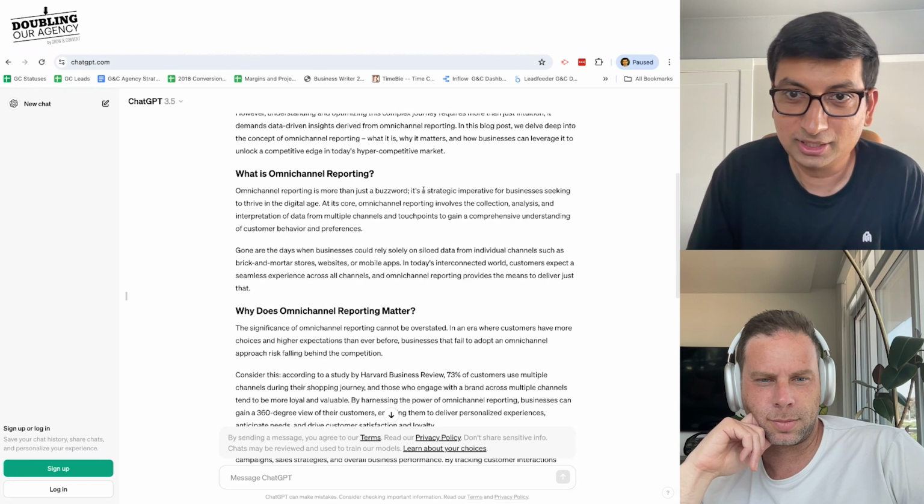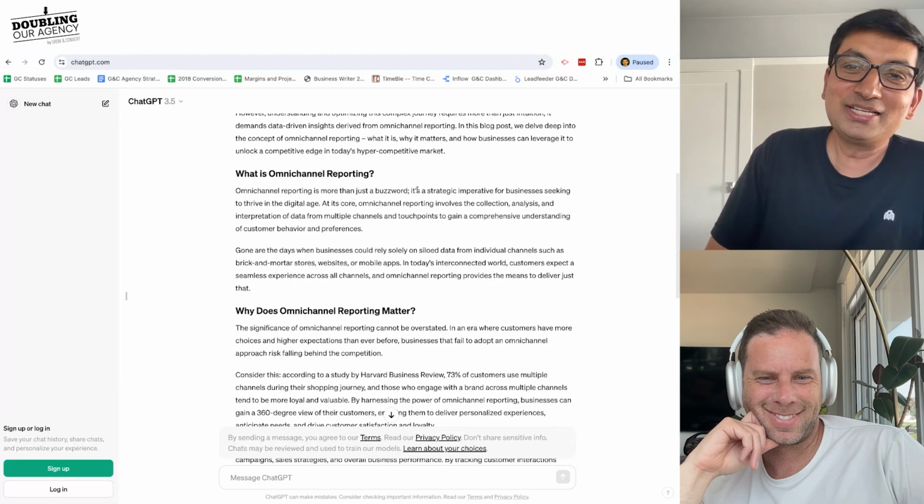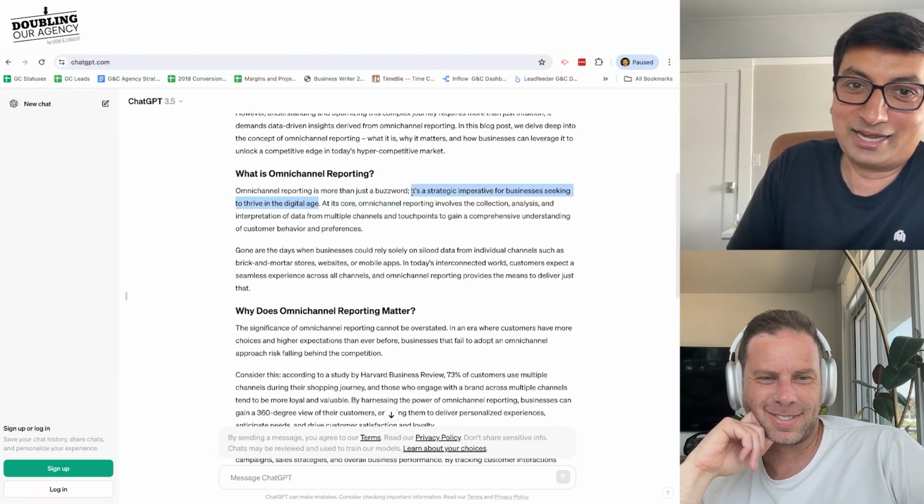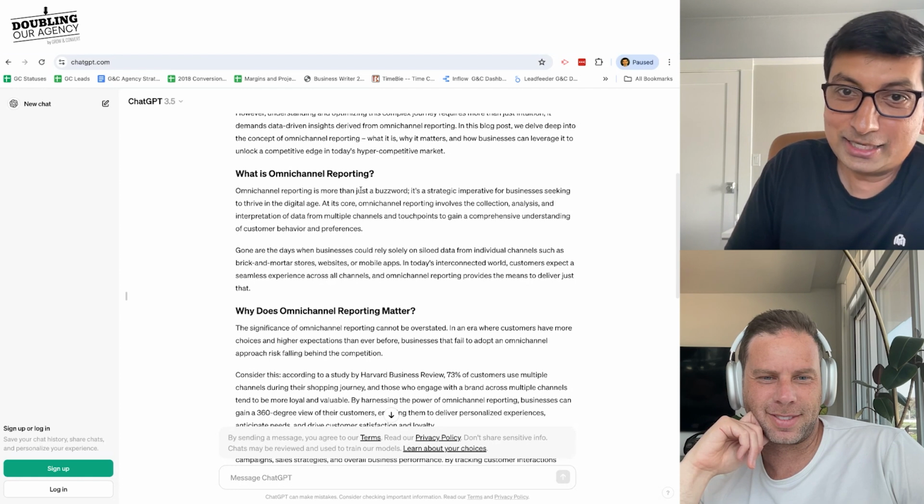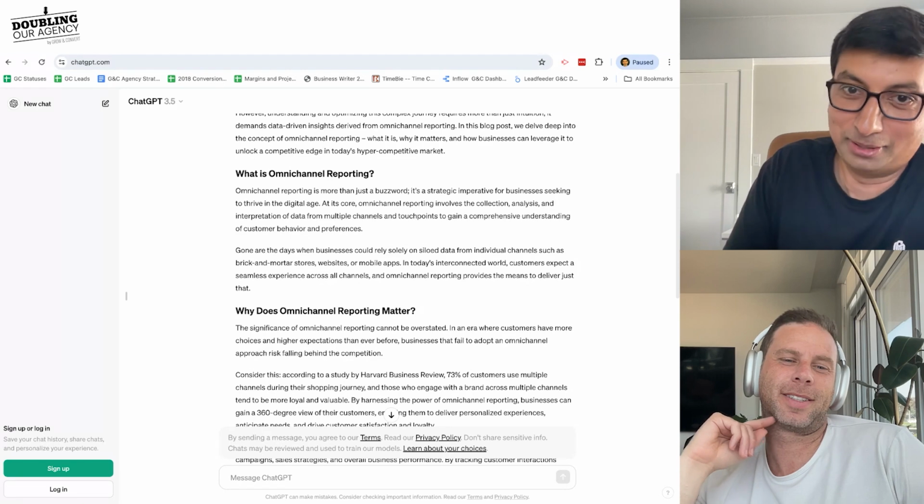That's kind of funny, actually. "It's a strategic imperative for businesses seeking to thrive in the digital age." Like, this is exaggerated, right? This is why people make fun of AI content. It's like buzzword. Wasn't there some buzzword bingo game? "It's a strategic imperative for..." I like how it says it's more than just a buzzword. It's a strategic imperative for businesses seeking to thrive in the digital age, which is only buzzwords.